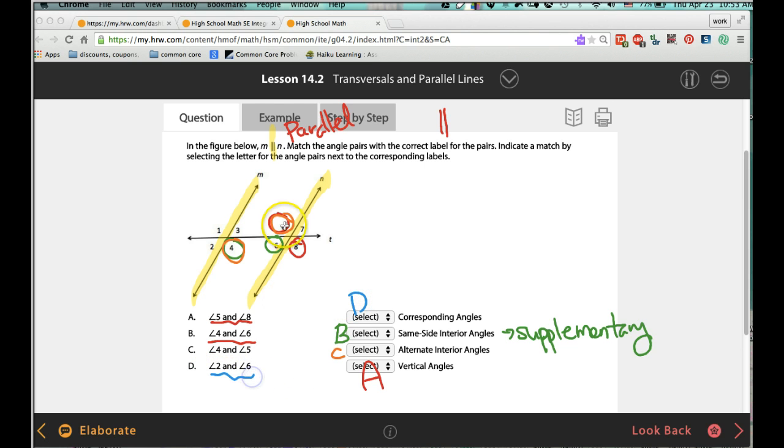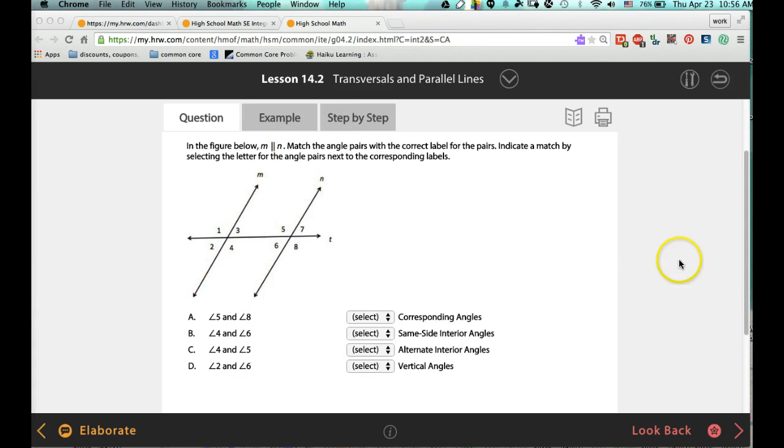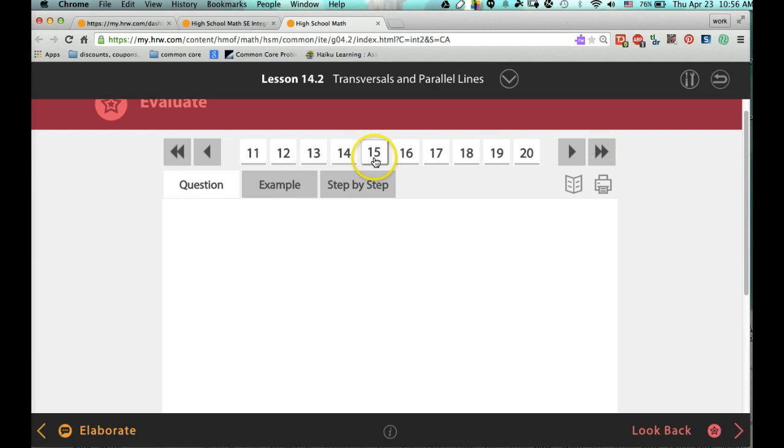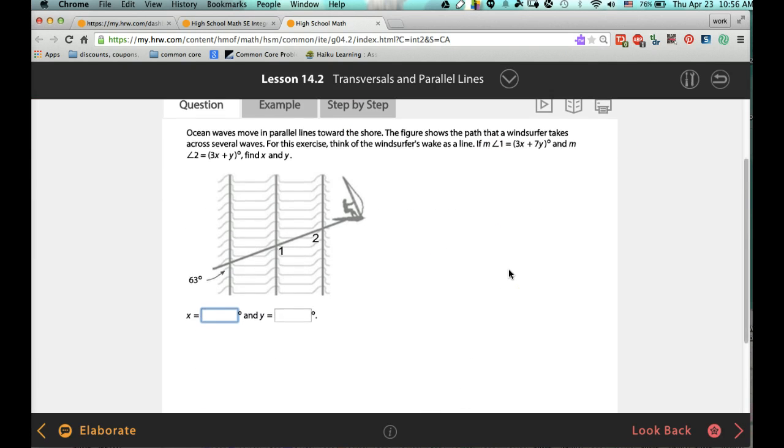And D was angle 2 and 6, okay? So yeah, those are corresponding angles because they're both on the left-hand side of the two parallel lines and they're both at the bottom of the transversal. So make sure you understand the names. I remember playing games in the classroom to help you do this on the boards, right? Okay, next question, number 15. There you go. Number 15 on 14.2.